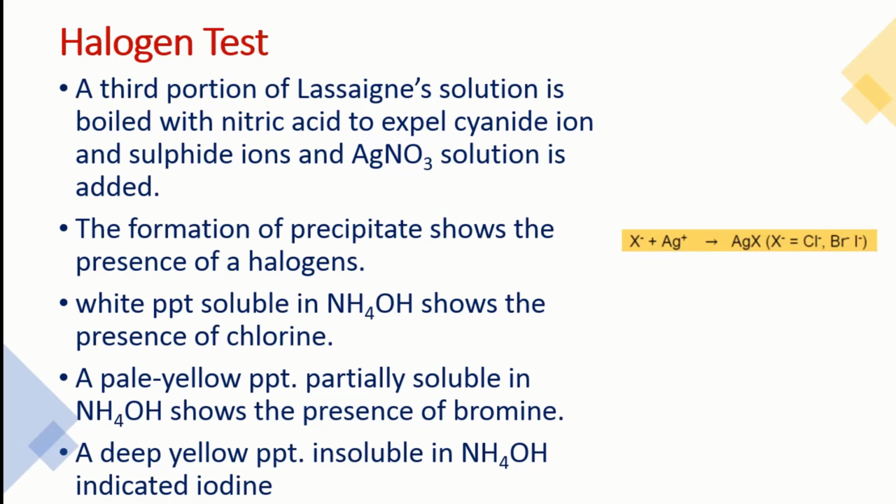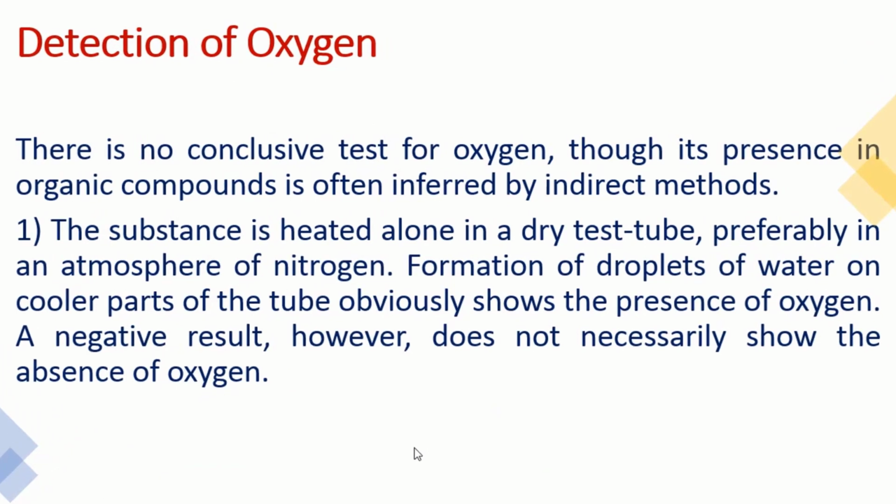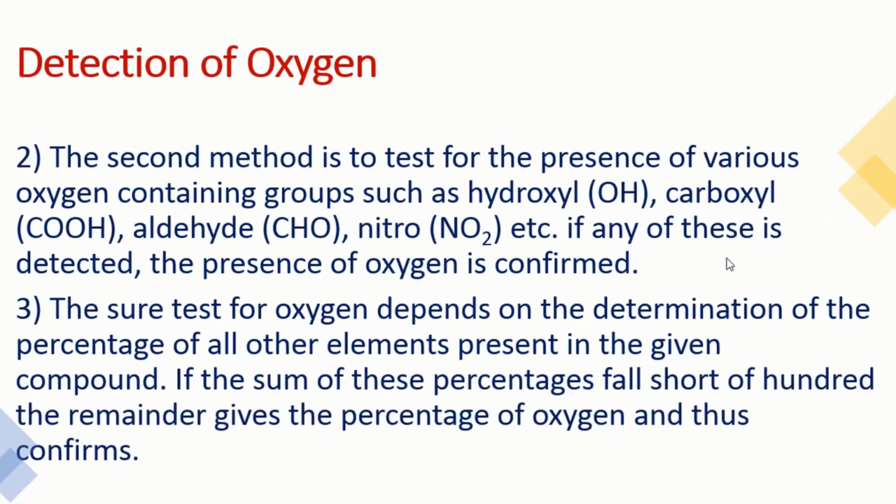Next, we move toward oxygen. An organic compound may also contain oxygen. There are three different ways for its detection, but we have no direct method, only indirect methods. Number one: if the substance is heated in a dry test tube, preferably in an atmosphere of nitrogen, an inert environment, formation of droplets of water on the cooler part of the tube shows the presence of oxygen. If there is no formation of droplets, it doesn't mean that the organic compound contains no oxygen. The second method is to perform tests for functional groups which have oxygen.